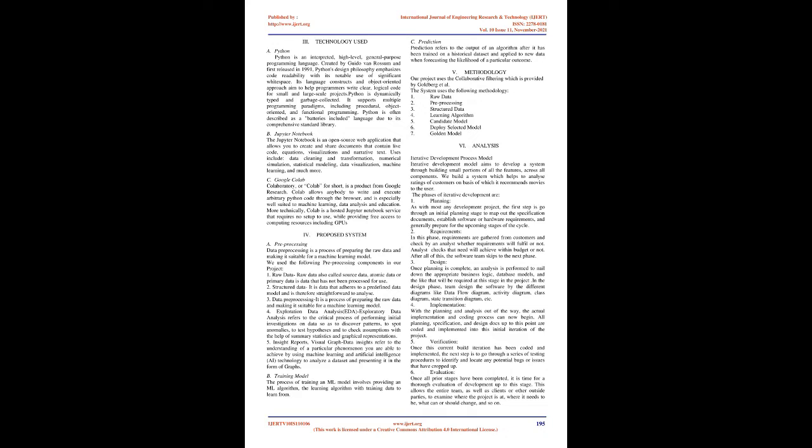Pre-processing. Data pre-processing is a process of preparing the raw data and making it suitable for a machine learning model. We used the following pre-processing components in our project. 1. Raw data. Raw data, also called source data, atomic data, or primary data, is data that has not been processed for use. 2. Structured data.